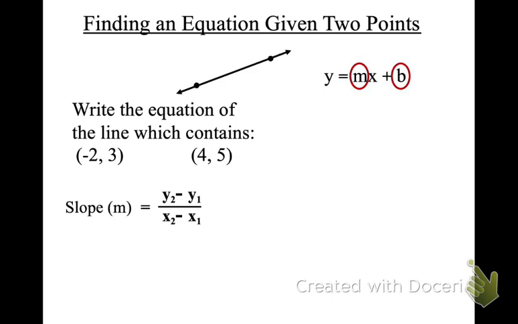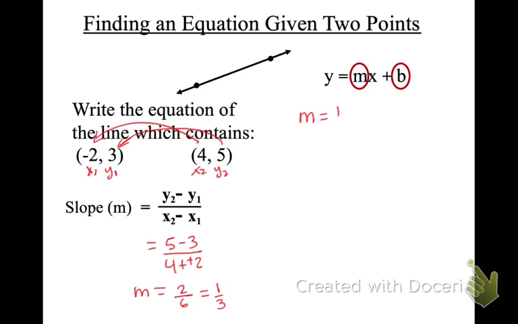Okay, so I'm going to substitute in. Remember, for the y's, like doing this, 5 minus 3 over 4 minus negative 2. Don't forget that extra negative, which simplifies to 2 over 6, which is 1/3. So we have m equals 1/3.